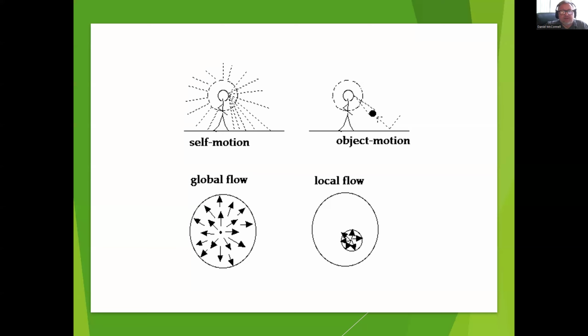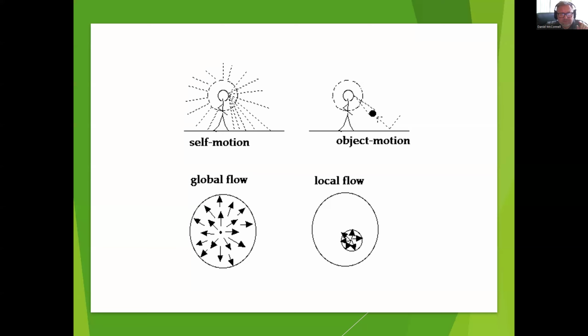Some of the same things apply to local flow too, right? I want to point out here in this drawing that we see the local flow because there's a ball bouncing towards our little stick figure person here. There is a little focus of expansion centered on the ball itself, and so there is a radial outflow pattern there too, right? And that specifies approach, but because this is object motion, this does not specify that the person is walking towards the ball. It specifies the ball is coming towards the person, right?